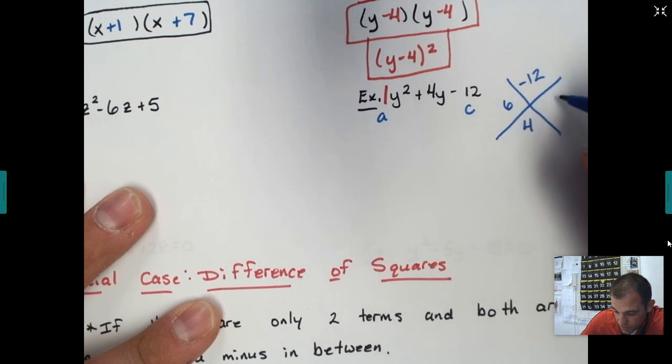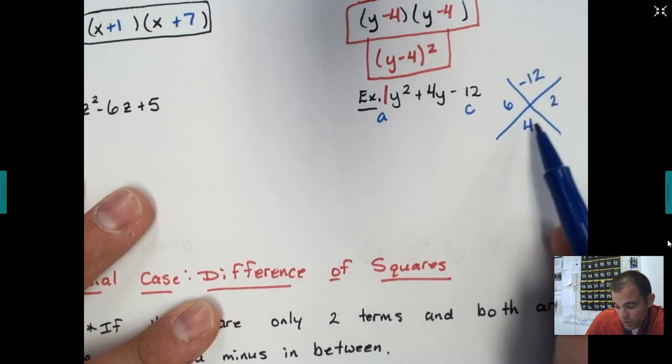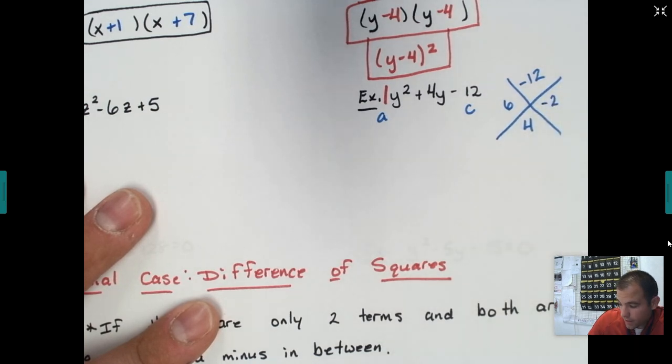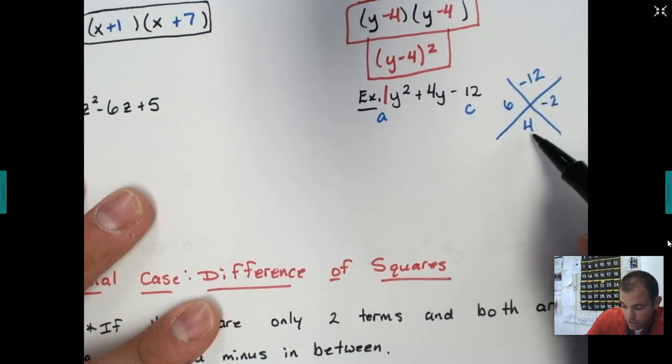That would be 6 and 2, but 6 plus 2 is 8. I need it to be a 4, so I'm going to make this 2 negative. Because 6 minus 2 would give me 4. 6 times negative 2 would be negative 12.